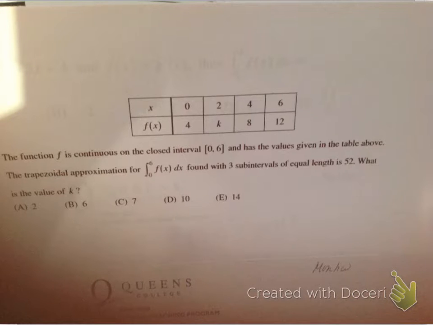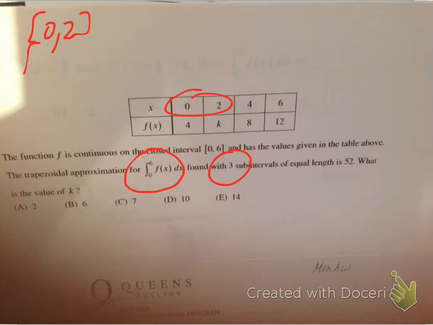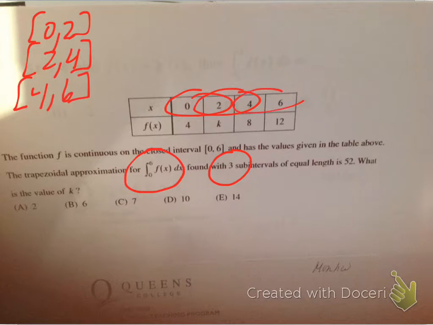Okay, here's the next one. And so we're told that you need to find the area under the curve using 3 subintervals. So the first one's going to be from 0 to 2. That came from right here. The next one's going to be from 2 to 4, which came from here. And the next one's going to be from 4 to 6, which came from here. Okay, so we're using a trapezoid. So we're going to have 1/2 for each.